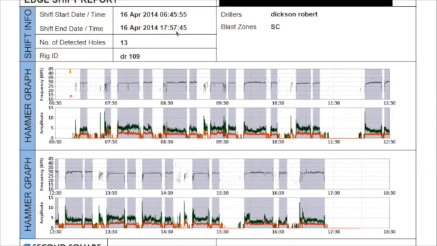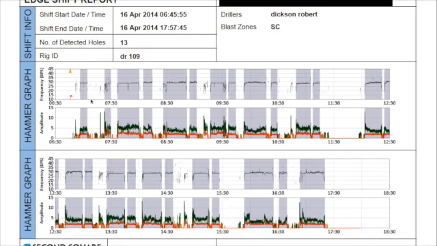Through this shift, Edge has detected 13 holes have been drilled. The entered rig identification, in this case, was DR109, and that has been entered by the operator, so we can see which rig the Edge was recording on. Up on the right-hand side here, you will have the customer's name. It's been blocked out for confidentiality reasons. On the drillers, you see the name of the driller that was operating Edge at the time, and the blast zone where the driller or the rig was operating in this shift.